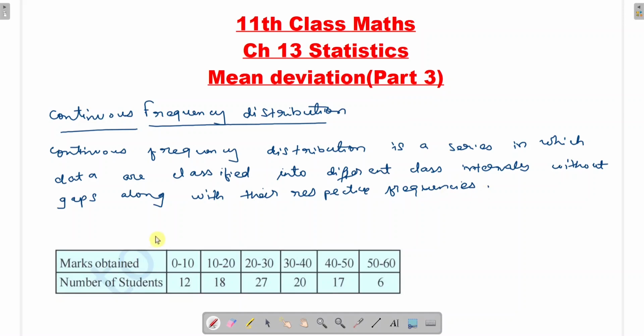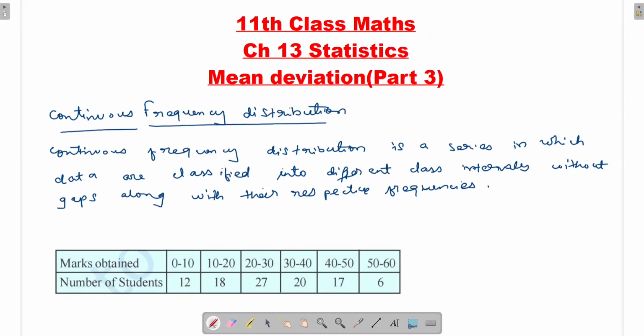If you look at this example, marks obtained, you can see that the marks are given in terms of class intervals without gaps, because the first is 0 to 10, then again 10 to 20, so there is no gap here, and their respective frequencies are given here. The number of students means the frequencies, so the marks from 0 to 10 are obtained by 12 students, marks from 10 to 20 are obtained by 18 students, and so on.